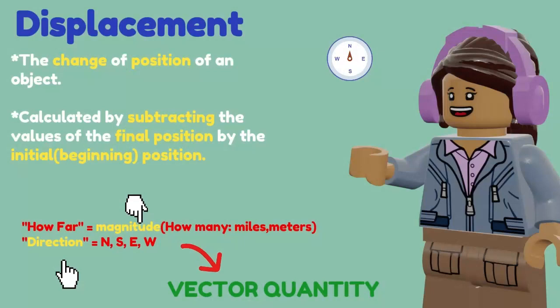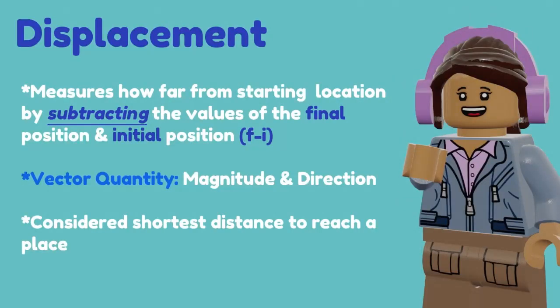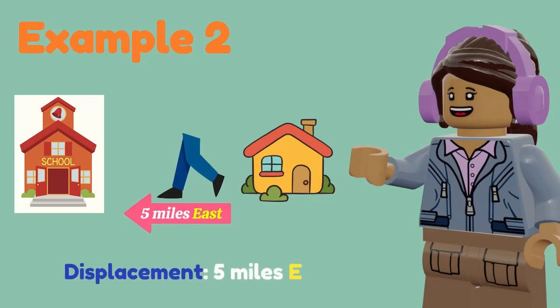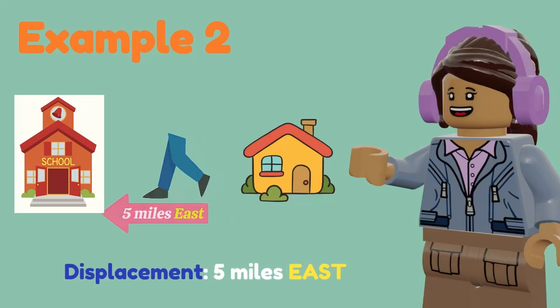To simplify this, we can just say that displacement is how far away you are from your starting point, and is a vector quantity, meaning it has both direction and magnitude. For example, if you walked 5 miles east from your starting position, your displacement will be 5 miles east.